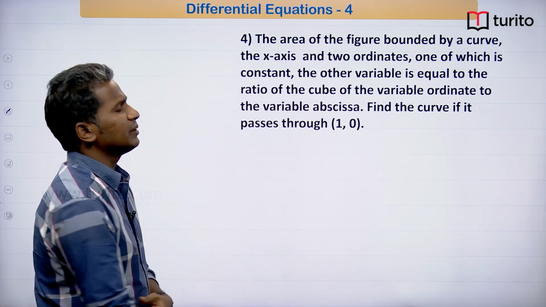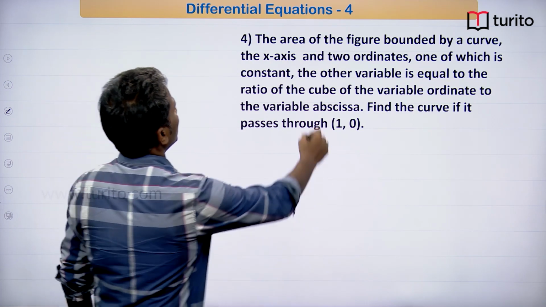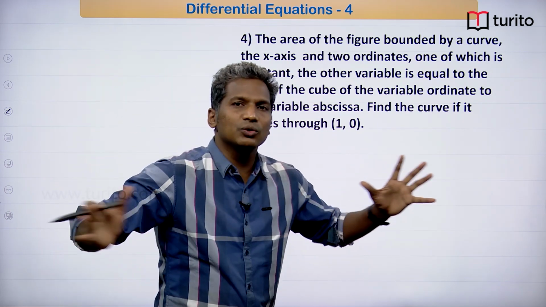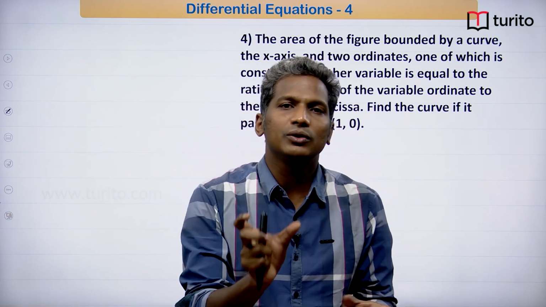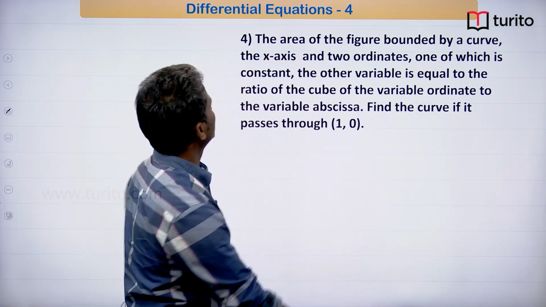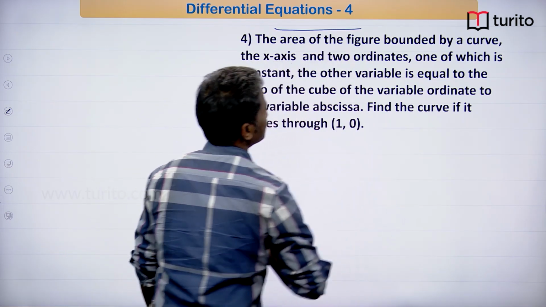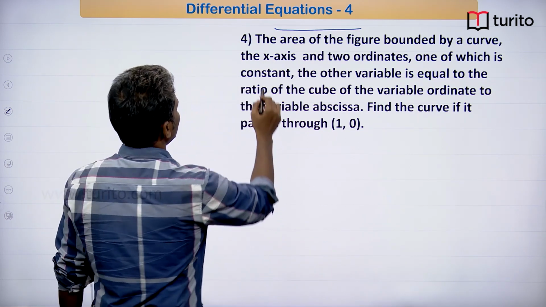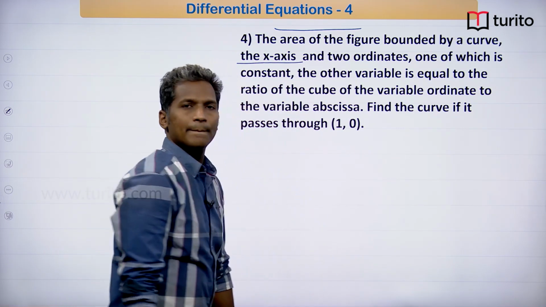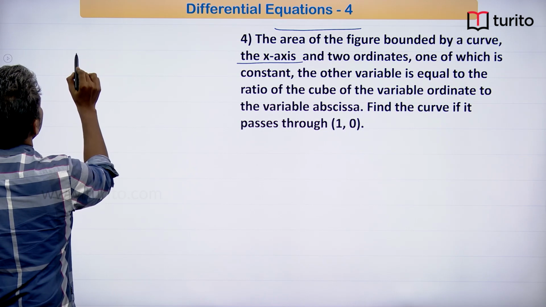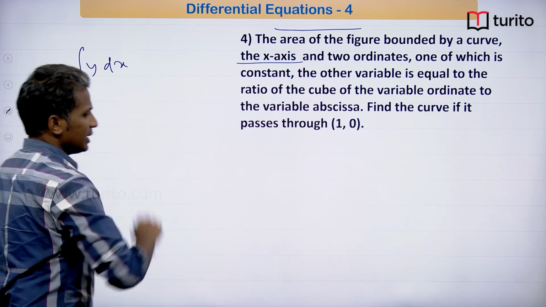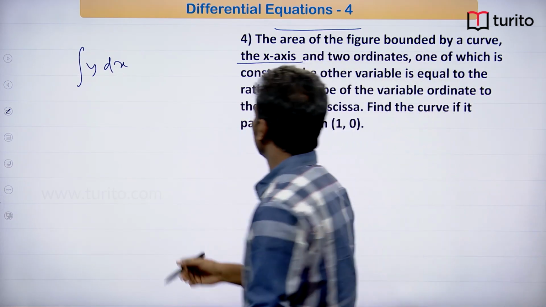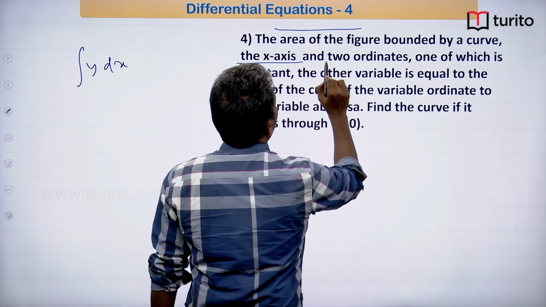The area of the figure bounded by a curve, area of the figure bounded, okay. So this is one simple phrase. So whenever we have a big story like this, we have to cut that story into different phrases, okay. So this is one phrase, area of the figure. Area formed with what? X axis or y axis or some other curve, that is also given with x axis, okay. So that means it is basically integral of y dx. Area formed with x axis is y dx, area formed with y axis is x dy, okay. And then two ordinates.